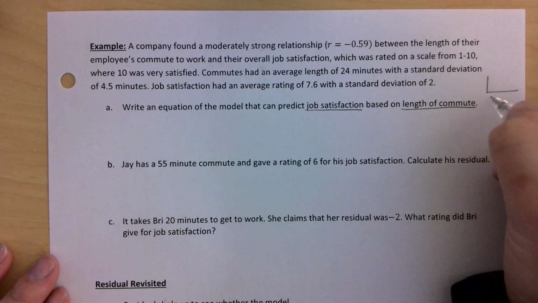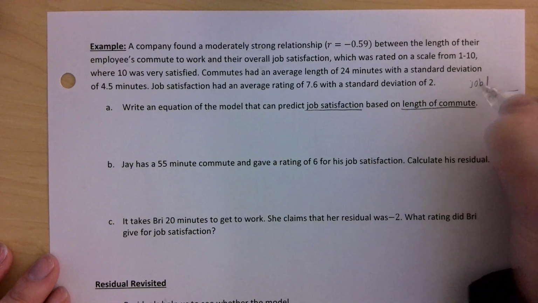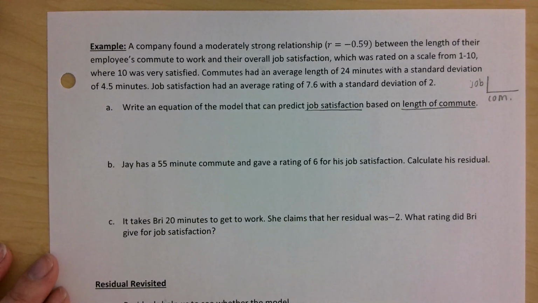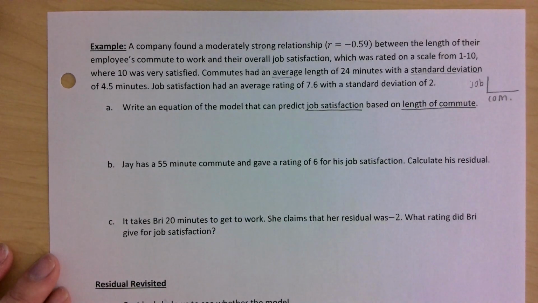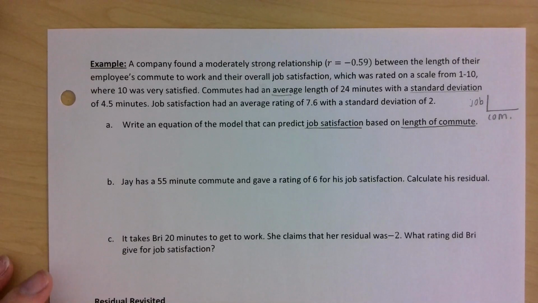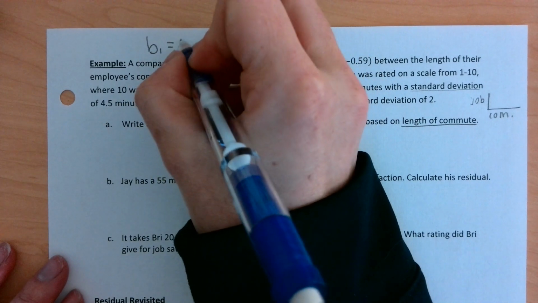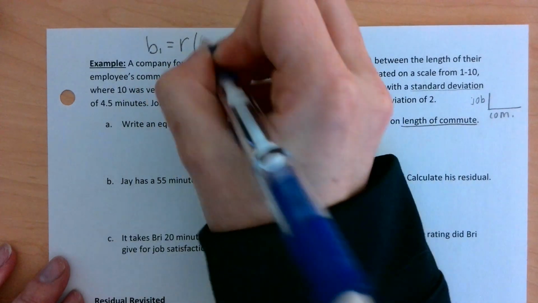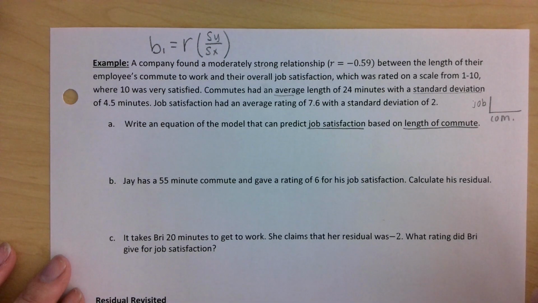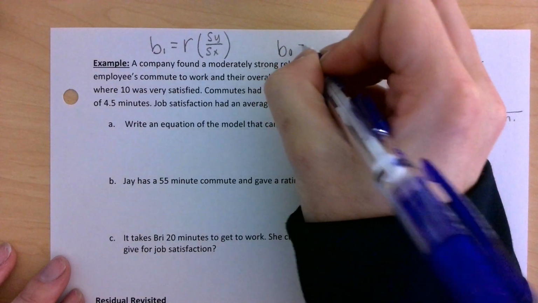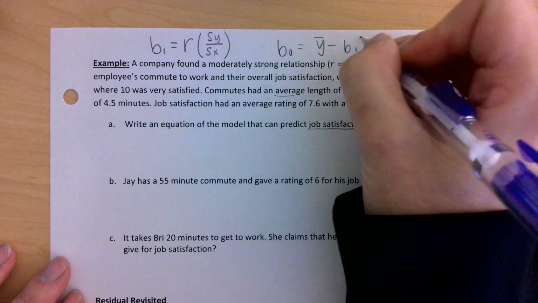So this means that my commute times are my x variable, job satisfaction is my y variable. Now I'm noticing here that they're giving me averages and standard deviations, so this is where we're going to use those two formulas that we talked about in our last lesson. Remember that your slope formula says to take your R, your correlation coefficient, multiply by SY over SX, those are the two standard deviations, and your y-intercept says to take the average y minus your slope times the average x's.